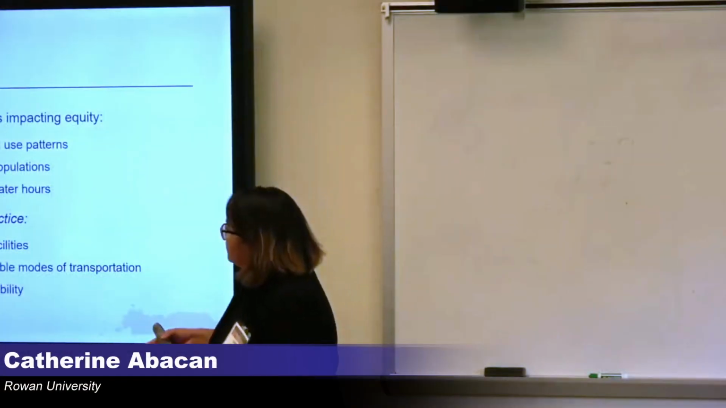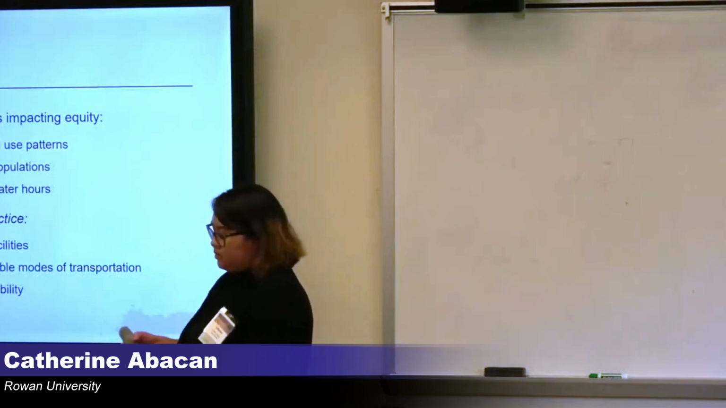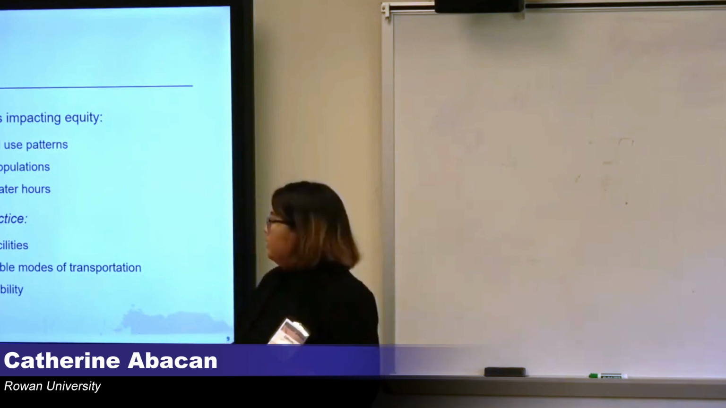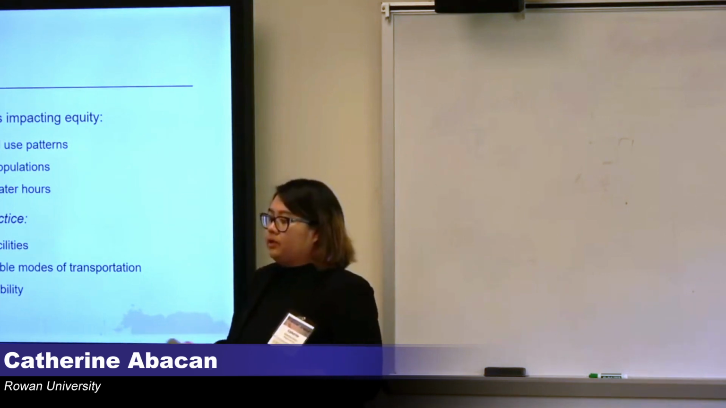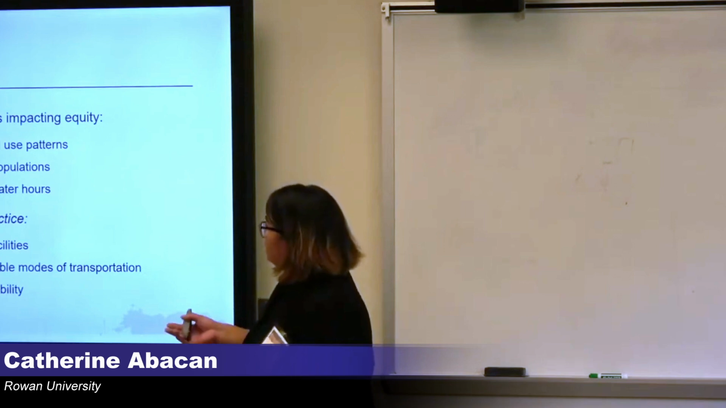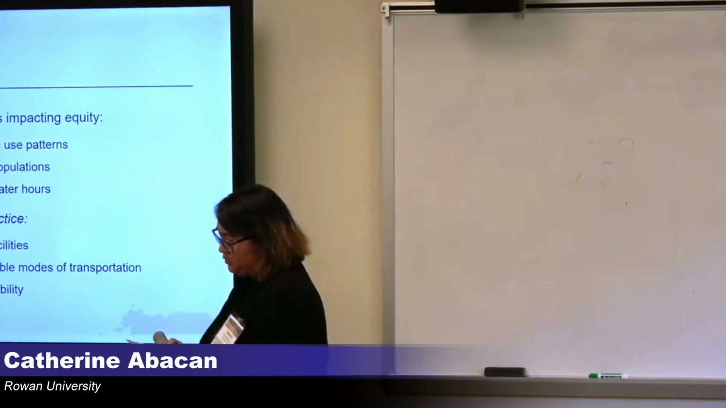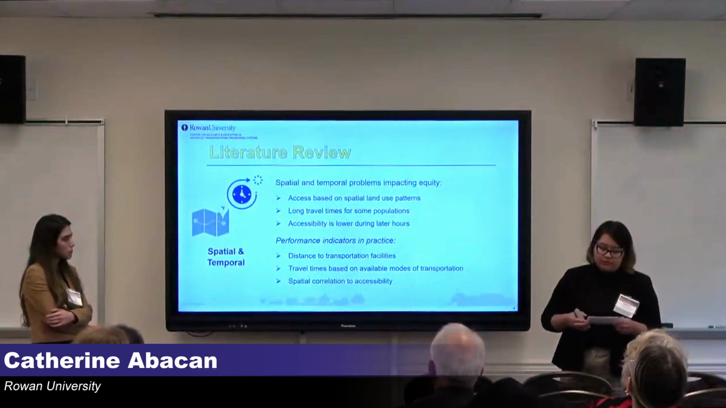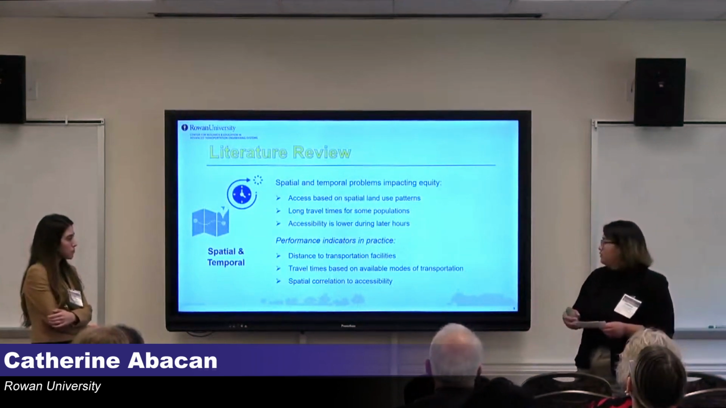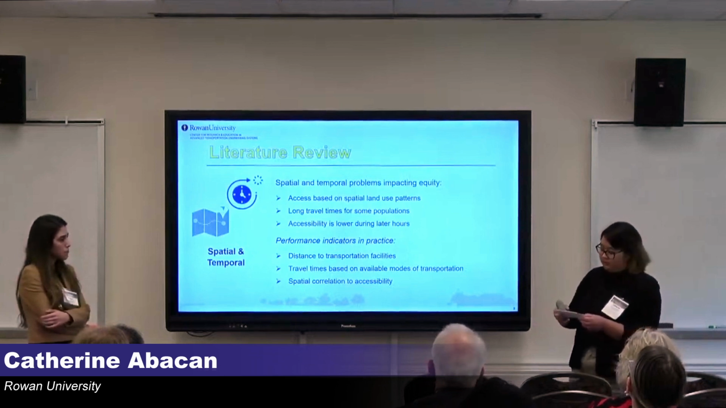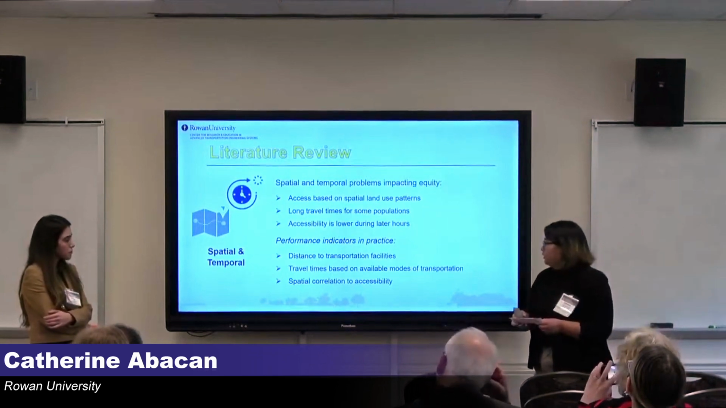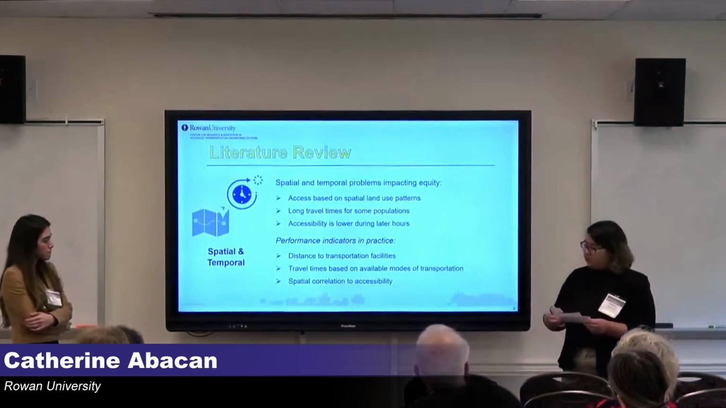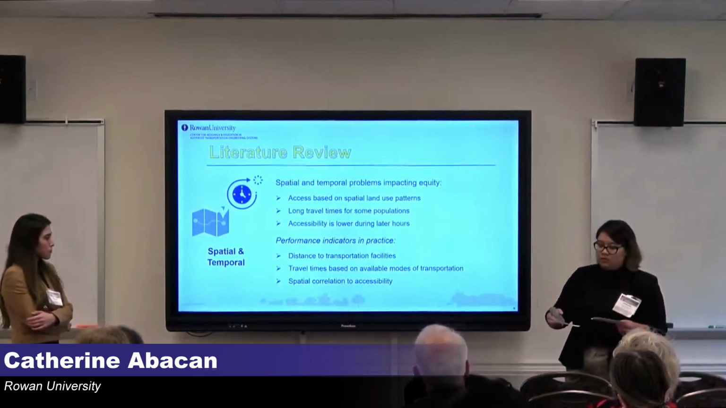And then some performance indicators in practice. It's distance to transportation facilities. So there could be spatial gaps there. And so, too big of a gap there, there's less equity. Travel times based on available modes of transportation. So travel times could differ between single occupancy vehicles or someone biking in an area where those modes are possible. And then spatial correlation to accessibility. So that's looking at origin, destination studies.